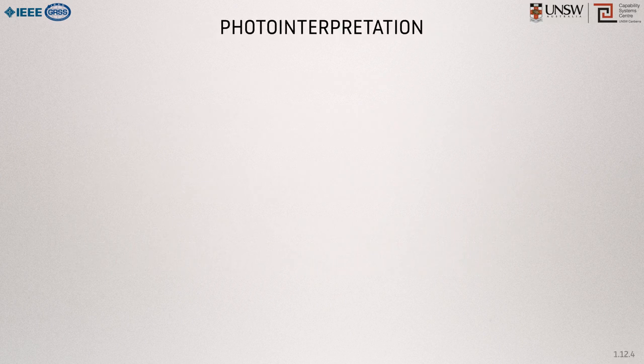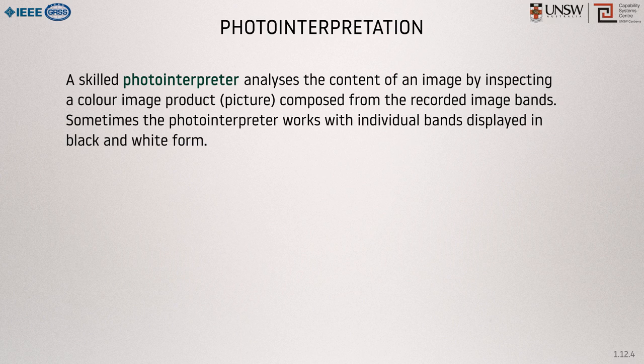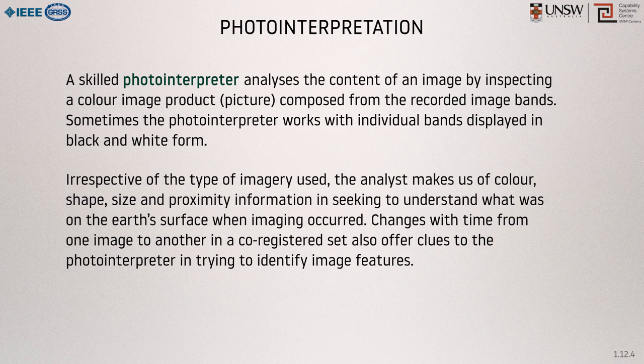Let's start with photo interpretation. A skilled analyst works with a colour image product composed from the recorded image bands, or sometimes with the individual bands themselves displayed as black and white. Irrespective of whether black and white or colour imagery is used, the analyst makes use of colour or relative differences in brightness from band to band and relationships between objects and pixels in order to carry out interpretation. Changes with time of features from one image to another in a co-registered set are also important clues for the photo interpreter.